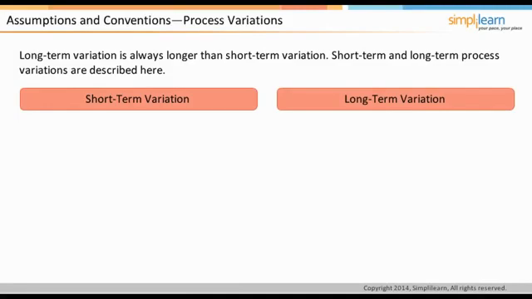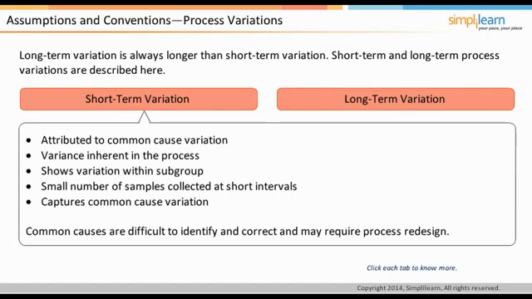Long-term variation is always longer than short-term variation. Click each term to know more. Short-term variations are due to the common causes. The variance is inherent in the process and known as the natural variation. Short-term variations show variation within subgroup and are therefore called within subgroup variation. They are usually a small number of samples collected at short intervals. In short-term variation, the variation due to common causes are captured. However, common causes are difficult to identify and correct. The process may have to be redesigned to remove common causes of variation.